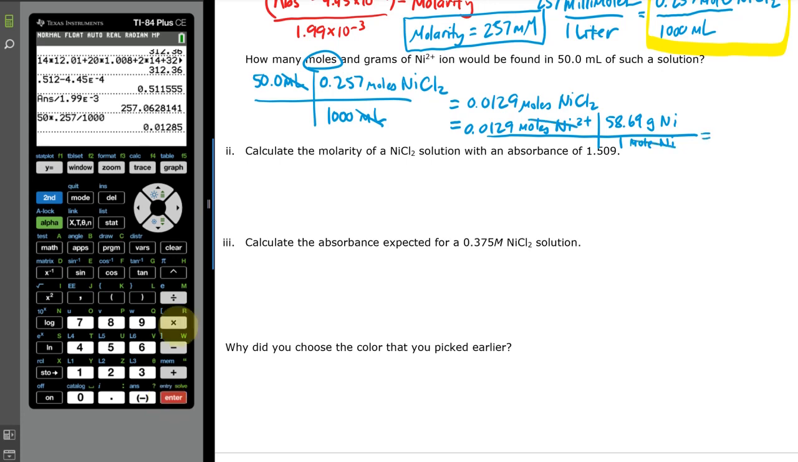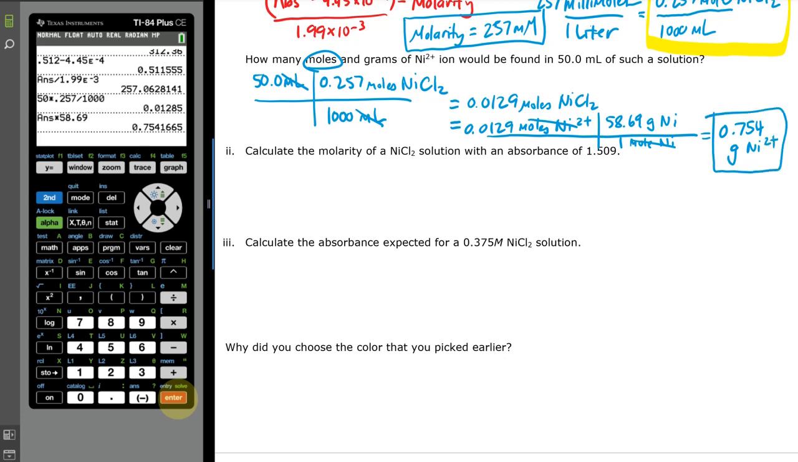So I'm going to take my last answer here, times 58.69 grams in a mole. I would have 0.754 grams of nickel. Because they called it the nickel ion, that's what we'll call it as well. So there are my 2 answers for that question. The moles. Oops, that's not the one I wanted. This one and this one. Moles and grams of the nickel ion.